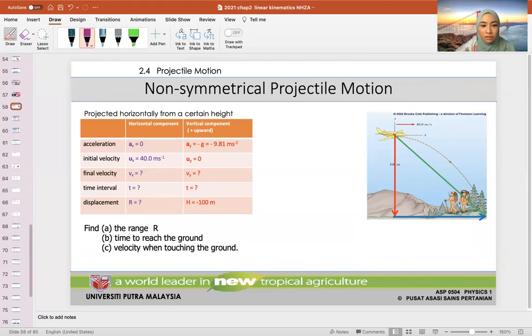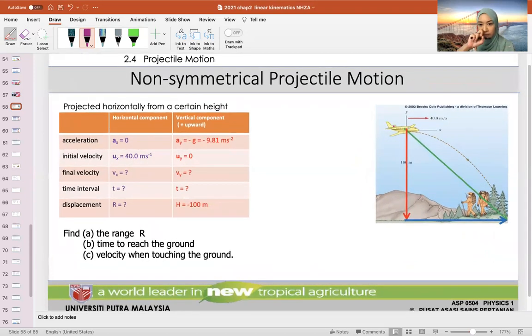So projected horizontally, we have an airplane over here. It's quite small. Let me make it bigger. We have an airplane here and it is projected horizontally from a certain height. Projected horizontally. This word is important. It means that we don't have a UY. This means UY equals to 0. It only has a value UX. This is what it means when it says the airplane is projected horizontally from a certain height.